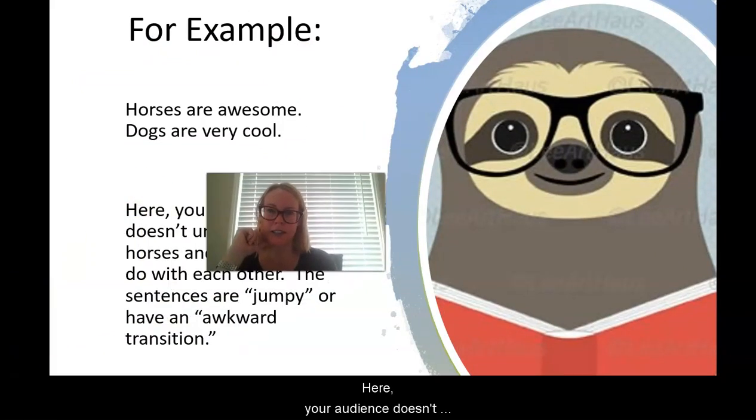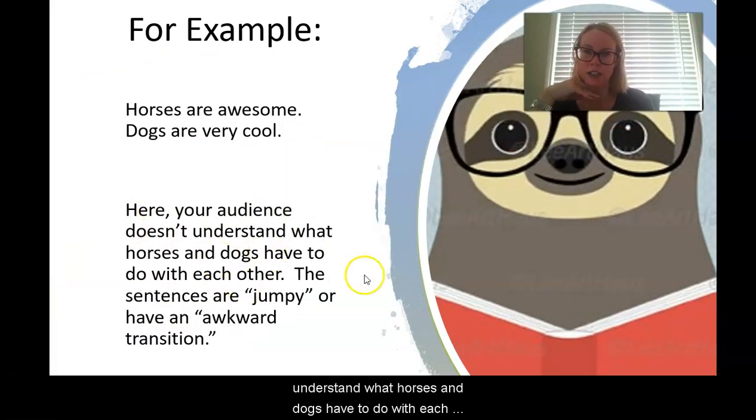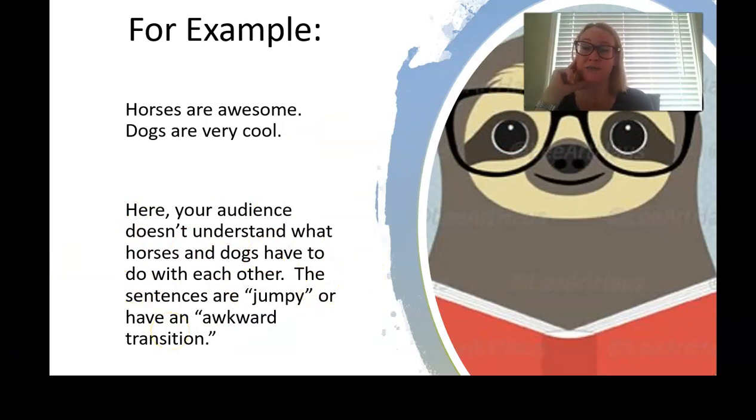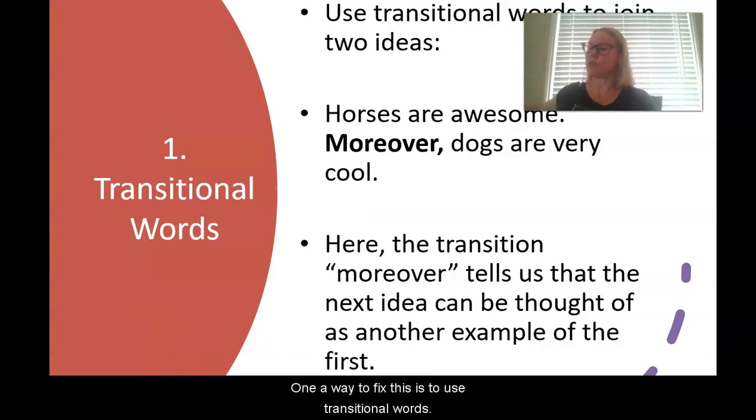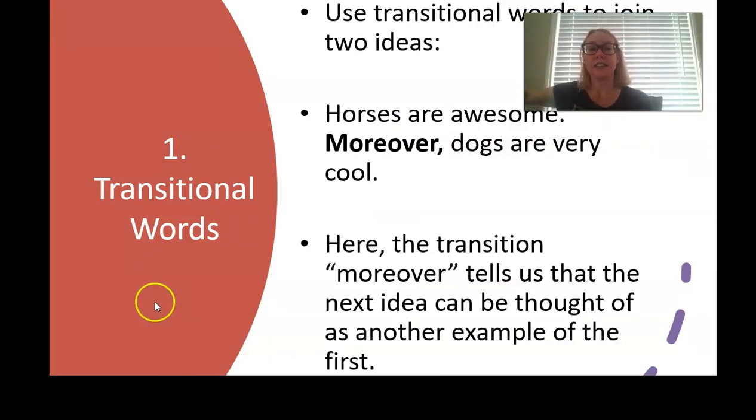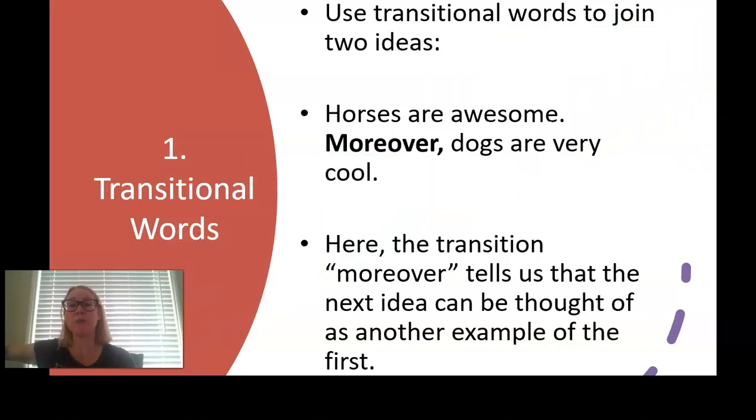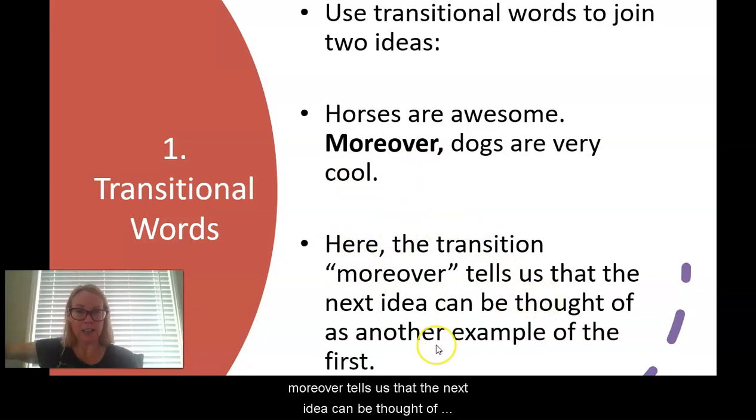Here, your audience doesn't understand what horses and dogs have to do with each other. The sentences are jumpy or have an awkward transition. So one way to fix this is to use transitional words. Take a look at this example. Horses are awesome. Moreover, comma, dogs are very cool. Here, the transitional word moreover tells us that the next idea can be thought of as another example of the first. And now the ideas are connected.